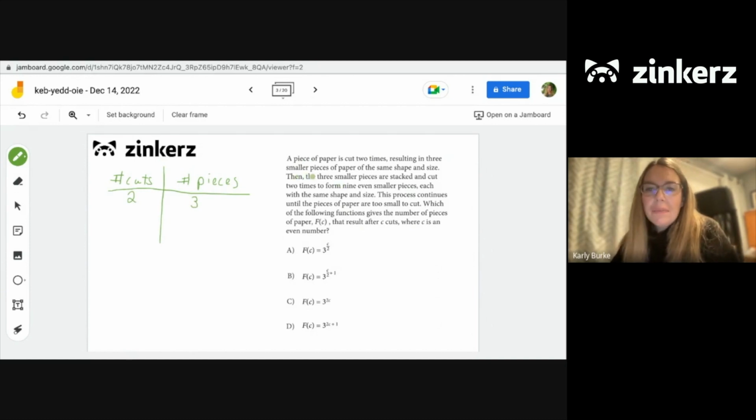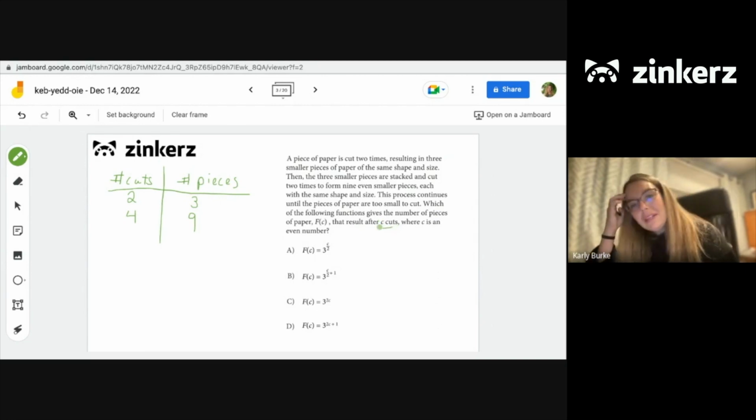It says then the 3 smaller pieces are stacked and cut 2 times to form 9 even smaller pieces. So how many total cuts have happened? 4. And how many total pieces are there? There's 9. This process continues until the pieces of paper are too small to cut. Which of the following gives the function f of c, which tells you the number of pieces after c cuts.